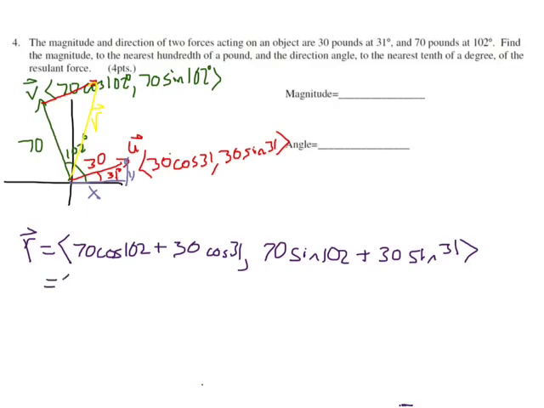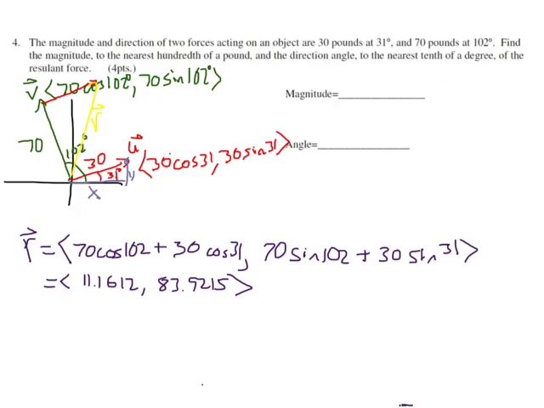And let's see what that comes out to be. Let's go into our calculator. This comes out to be 11.16 and 83.92. Actually, let's go a little bit more accurate here. 11.1612 and 83.9215. Alright, so there's our resultant vector.